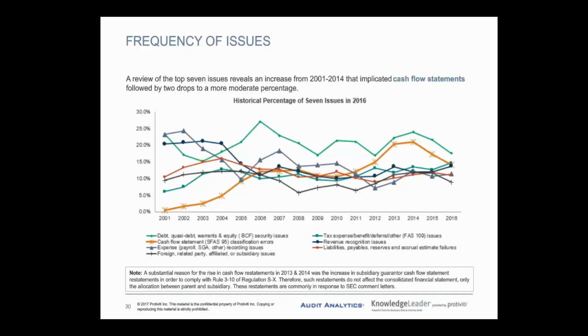One of the reasons, or a substantial reason for the rise in cash flow restatements, was due to an increase in subsidiary guarantor cash flow statement restatements in order to comply with Rule 3-10 of Regulation S-X, which is frequently in response to a lot of SEC comment letters about that issue.